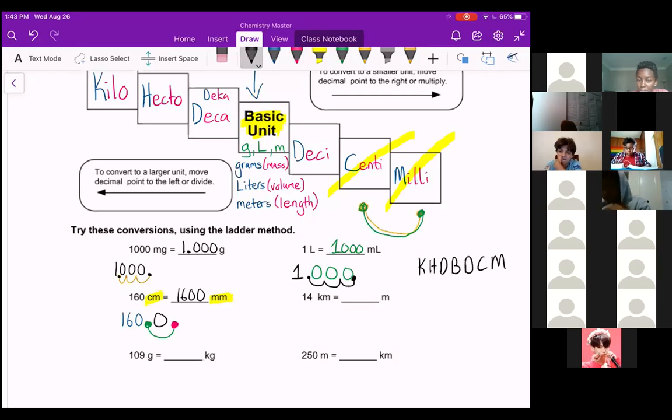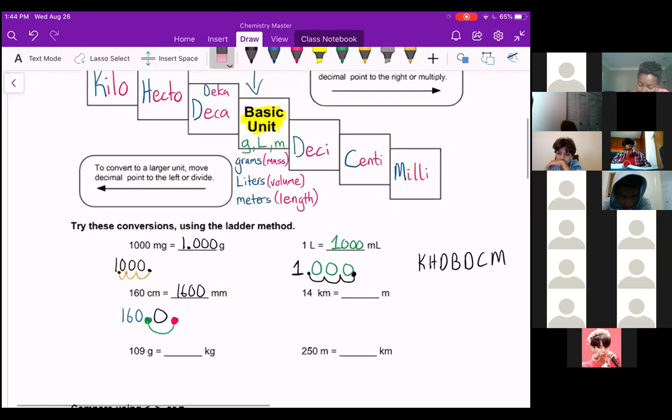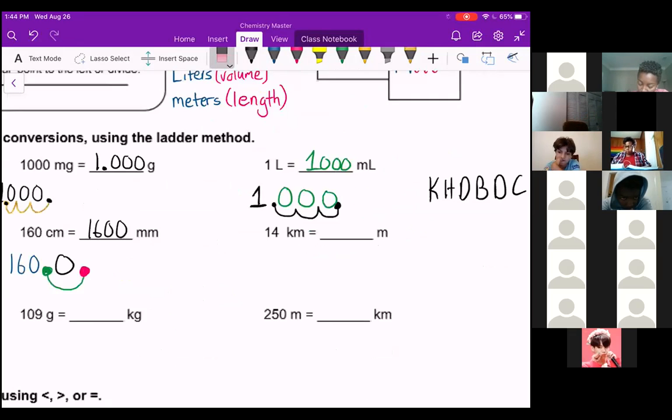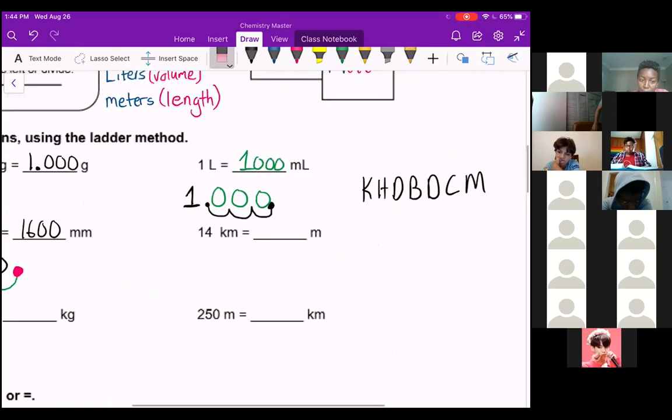All right, any questions thus far? Okay, all right. So I think we're doing pretty good. I think we'll be able to get some of these done. So let's see. All right, 14 kilometers or km. I'm going to start using my little letters right here because I've zoomed in, okay? So I got 14 kilometers.